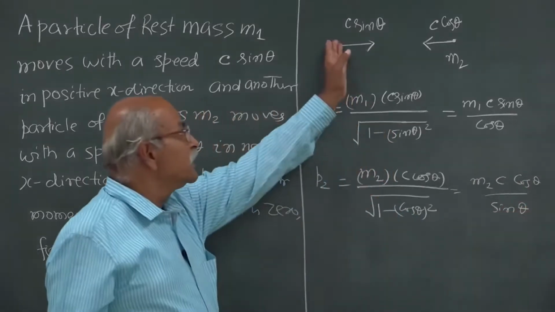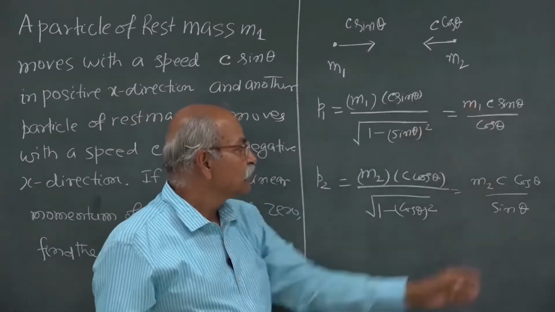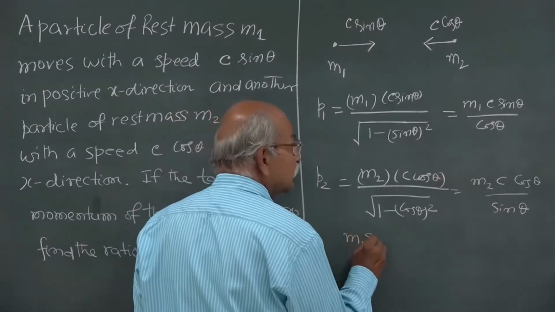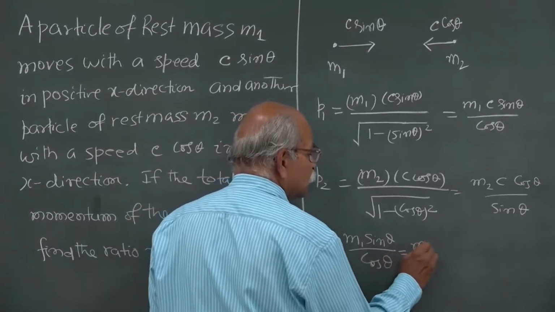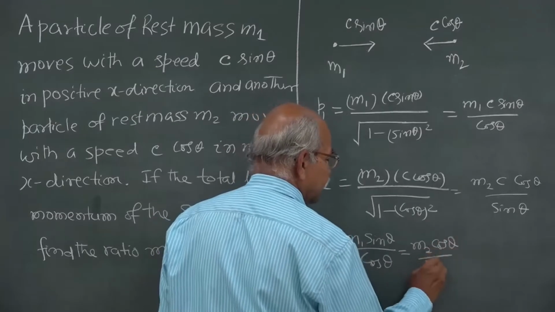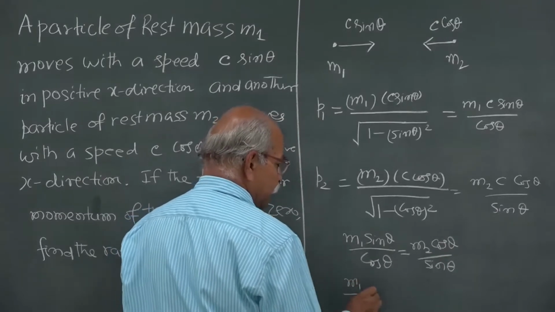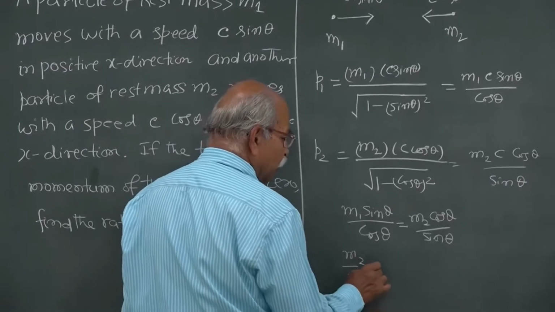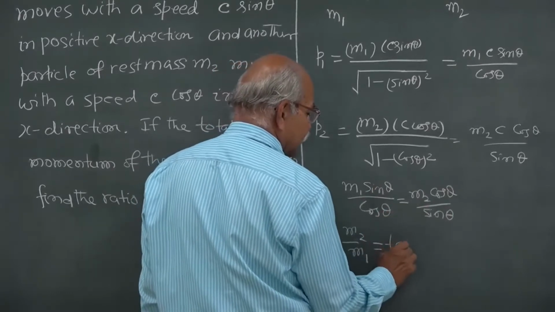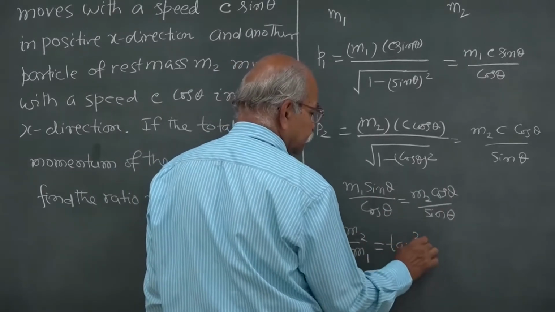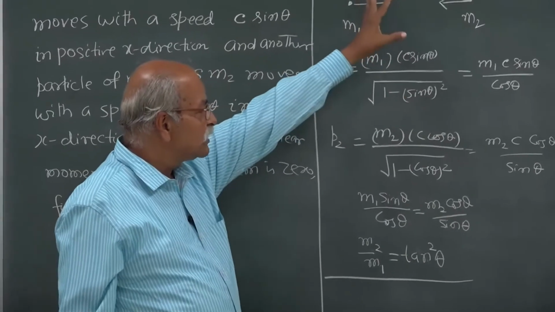So, if total linear momentum is 0, these two should have the same magnitude, and therefore, m1 sin theta by cos theta should be equal to m2 cos theta by sin theta, and hence m2 by m1, which we need, will be sin square theta by cos square theta, that is tan square theta. Right. So, this will make the total linear momentum 0.